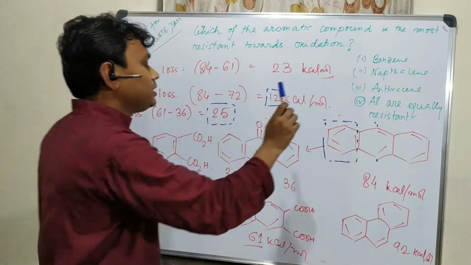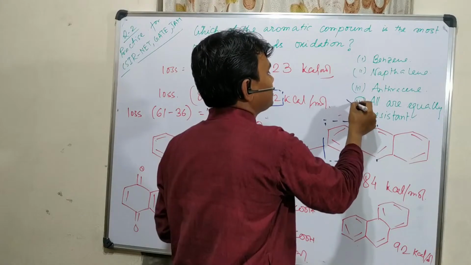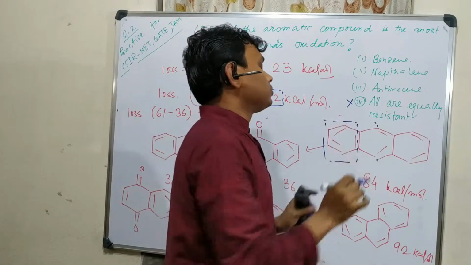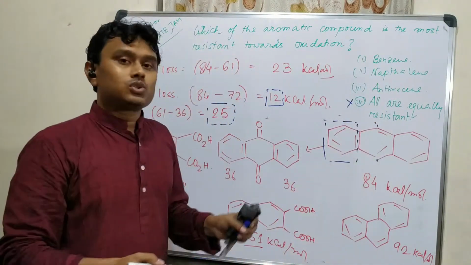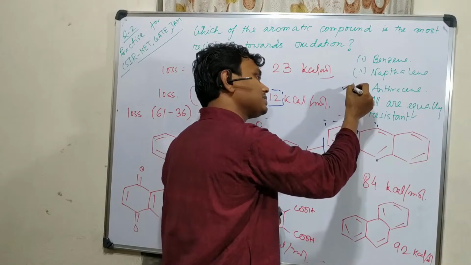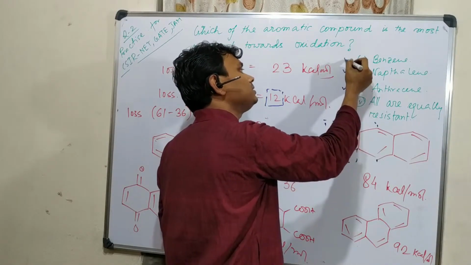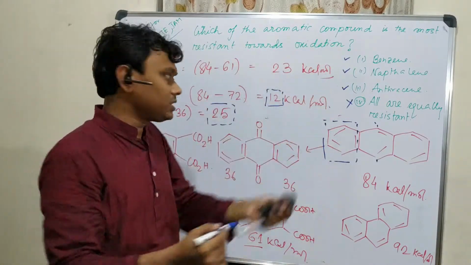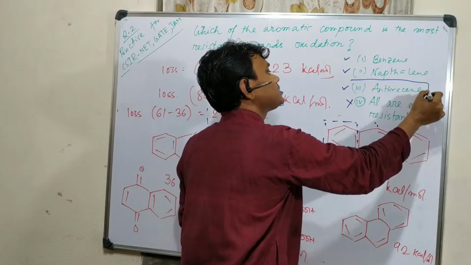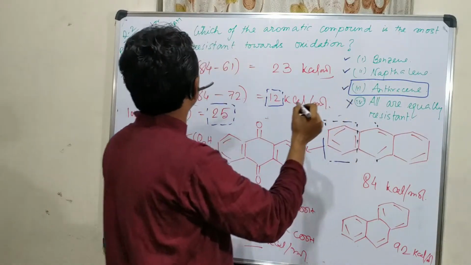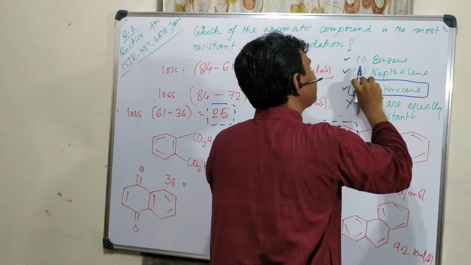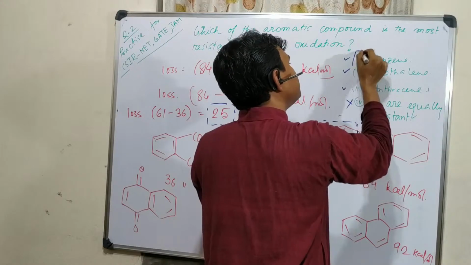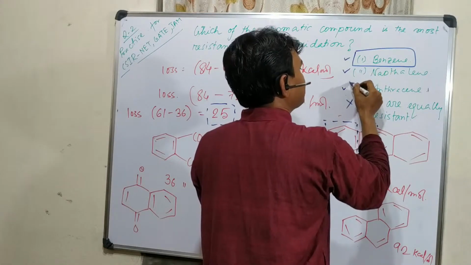So this option is invalid. All are equally resistant? No, they are not equally resistant. So this is gone. From the resonance energy calculation, anthracene is first, second is naphthalene, third is benzene. So they are not equal. And which of the aromatic compounds is the most resistant to oxidation? The answer is anthracene... sorry, I made a mistake. The most resistant is benzene. The most active is anthracene.